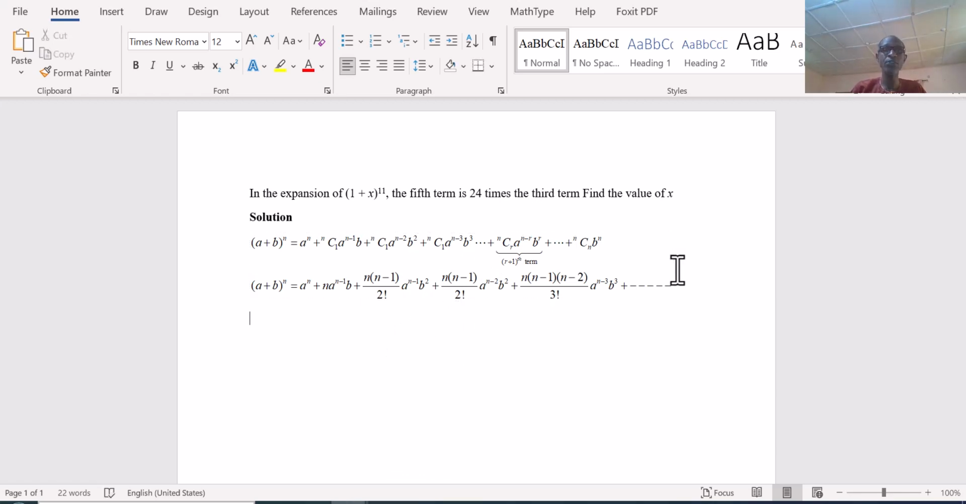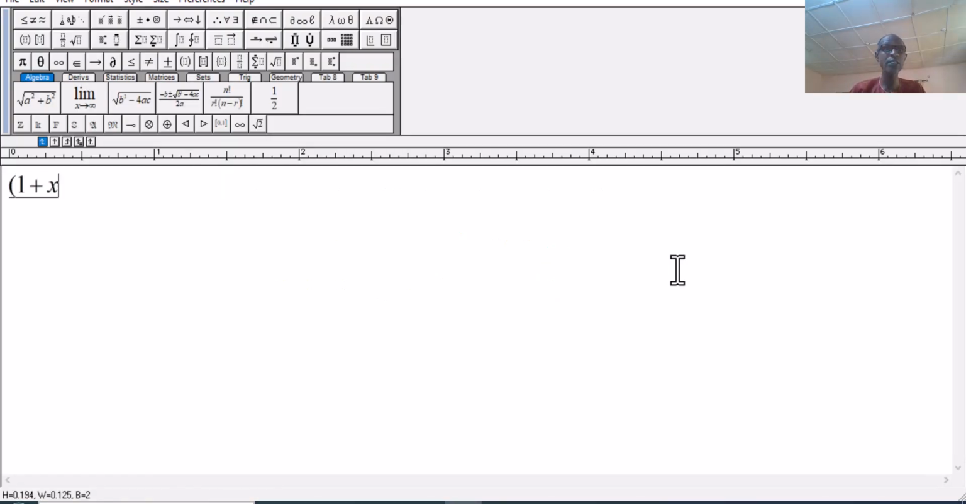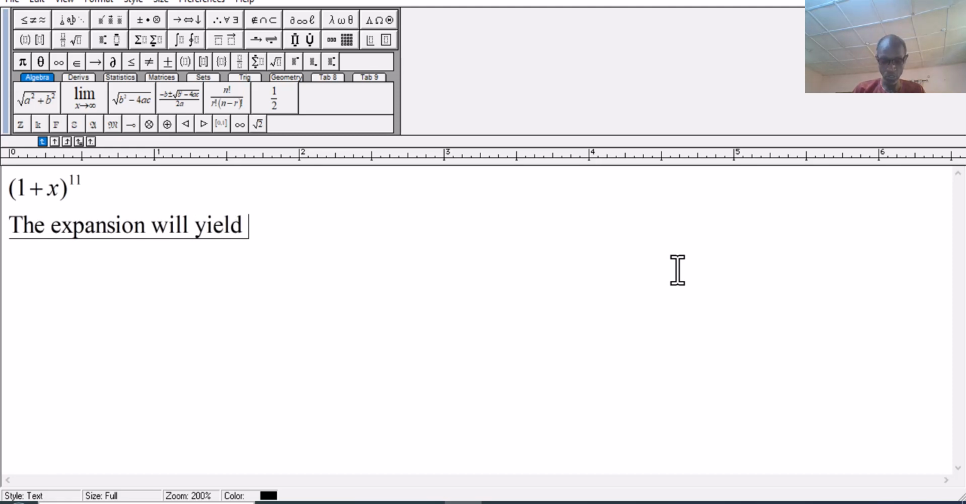Now we are given that this is (1 + x) raised to the power of 11. We need to realize that this expansion will yield 12 terms. I don't want to expand everything.